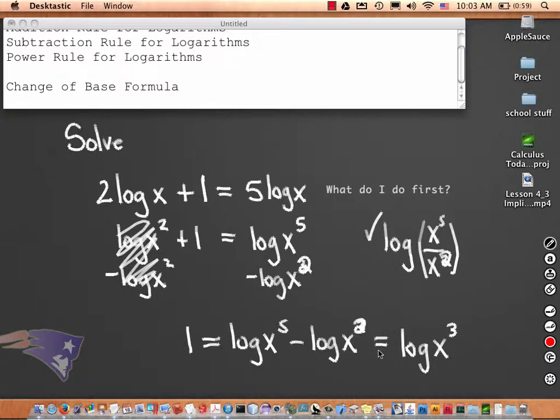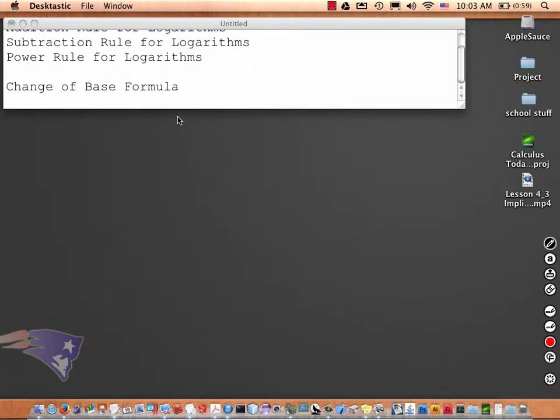Okay. All right, I'm going to erase this, and now I'm going to write 1 equals logarithm of x cubed. And this is where we convert from logarithmic form to the exponential. So what is the base of the common log? 10. So converting this would mean what? 10 to the first equals x to the 3rd.